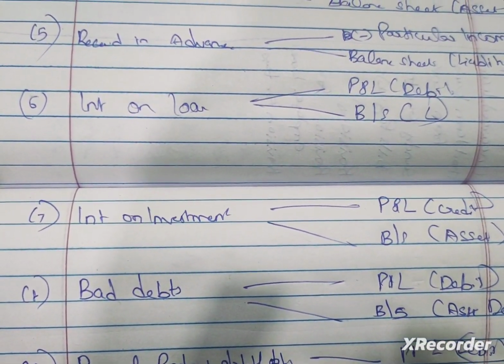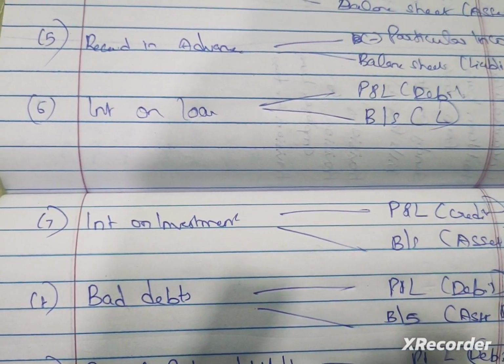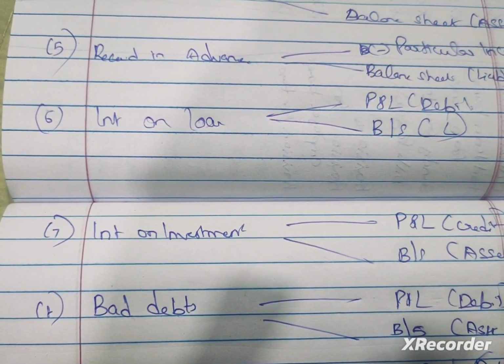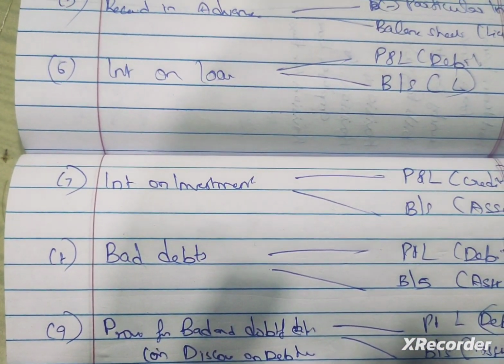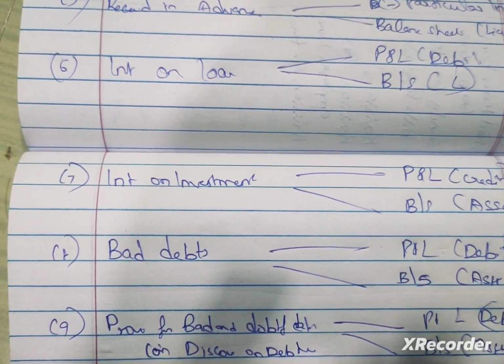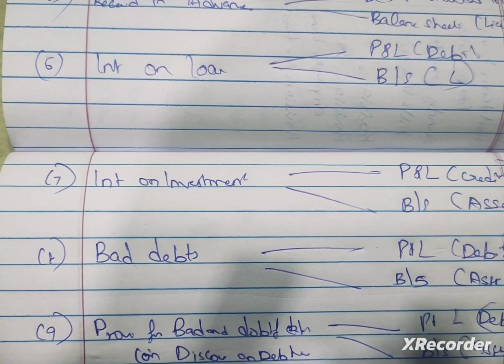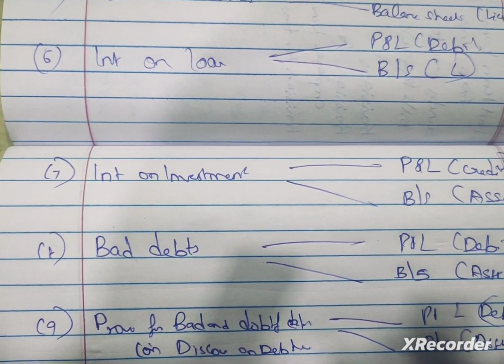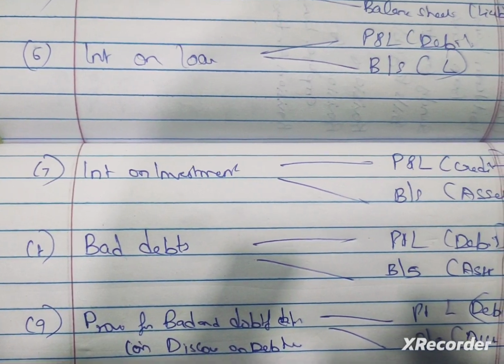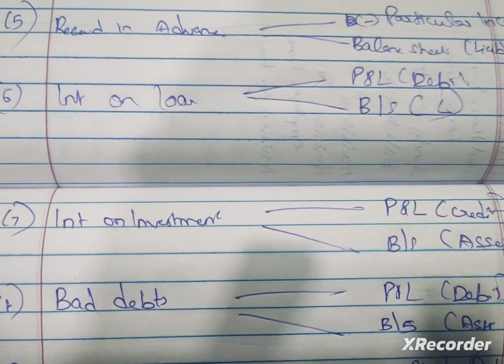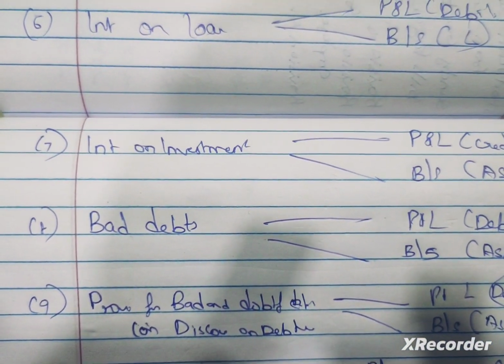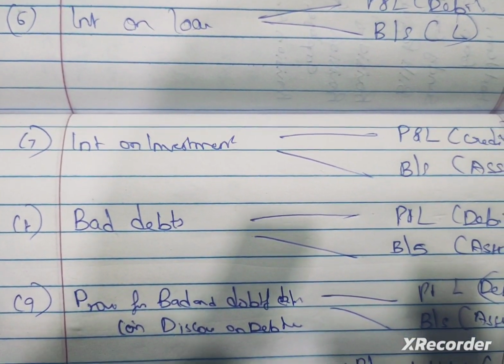Okay, and in the balance sheet we have to subtract it from the debtors on the asset side. That is bad debts. And then we have provision for bad and doubtful debts and provision for discount on debtors. Both we have to add in the profit and loss account debit side, and we also have to add in the balance sheet asset side, and subtract it from the debtors. That is provision for bad and doubtful debts or discount on debtors.